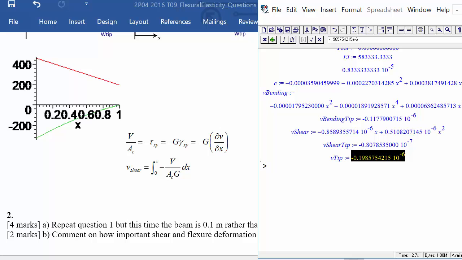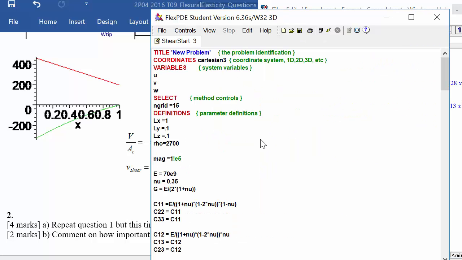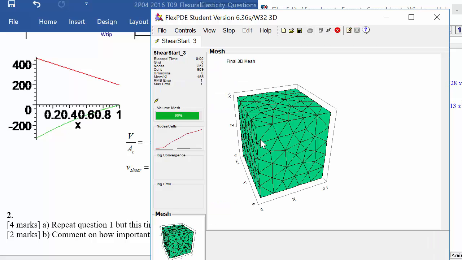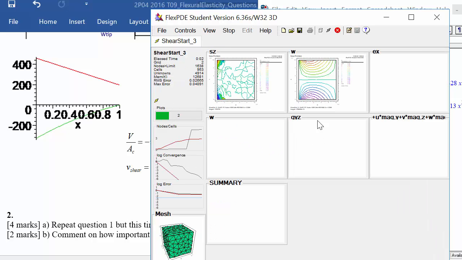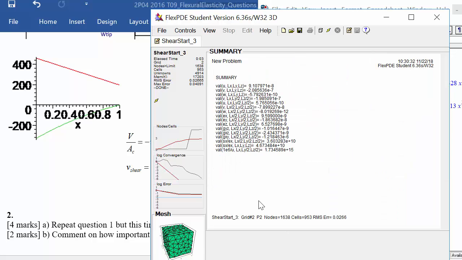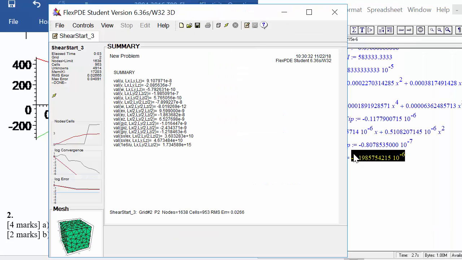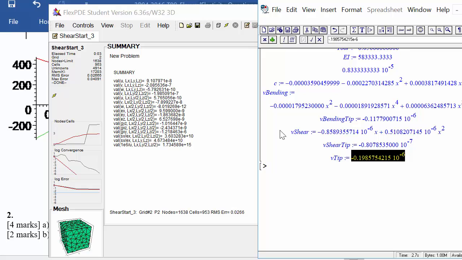Let's have a look at what Flex says. So if we kick this back down to a grid of 5 so that it'll run when we're in the cube geometry, change X to 0.1 there, and then redo this calculation, we've got a bending on the tip that agrees. It's about 0.2 microns. So now we're pretty close again to the flex deformation, but not exactly the same. So maybe about 4% off from what we calculated with flex versus maple.